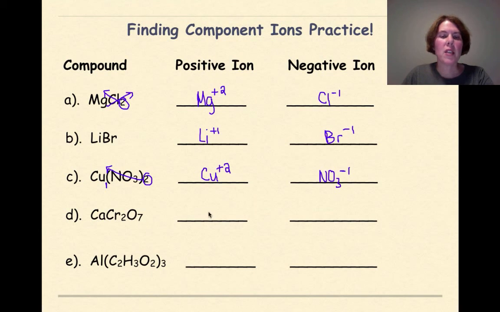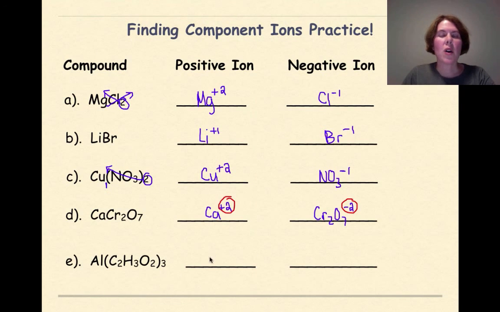CaCr2O7. Ca is my metal, so that is my positive ion. It is a group 2 metal, so it has to have a charge of +2. Cr2O7 is a polyatomic, so I'm going to write Cr2O7, and I look up the charge there, and that has to be -2. And that makes sense because if this is +2 and that is -2, they will cancel each other out, and we'll have CaCr2O7.